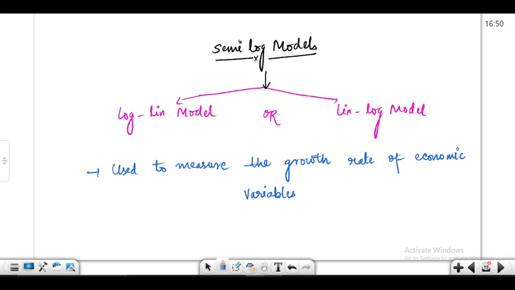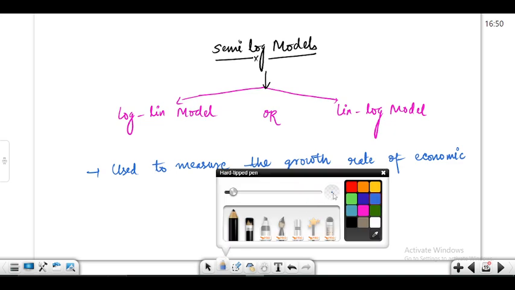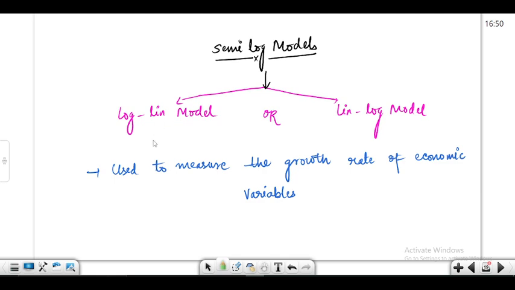So in the log model, both your x and the y variables were in the log form. So this semi-log model can also be called your log lin model or your lin log model. Okay, so why? Because semi means half, so only one of the x or the y variable will be in the log form. That is why it is called the semi-log model. So either the x variable or the y variable can be in the log form.